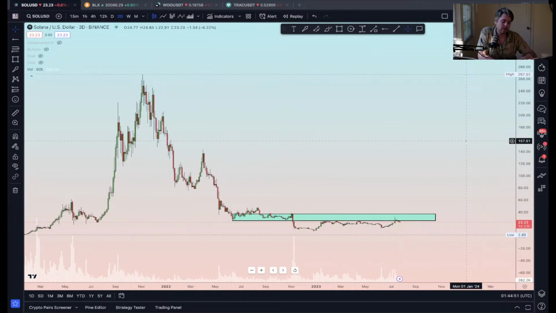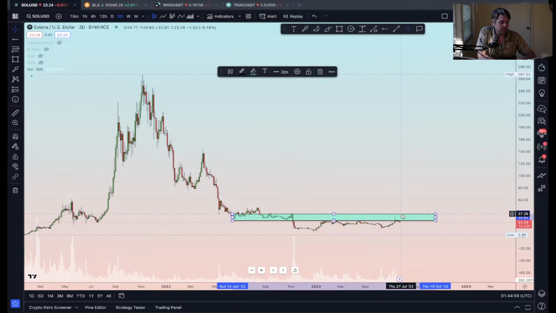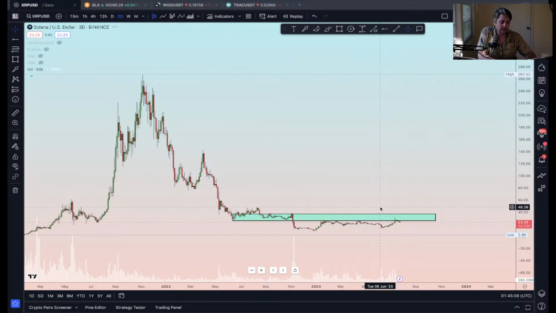Solana, same thing with Cardano. Until it can reclaim some of the resistances that it has created, there's no point in getting too excited about this. We've got a range here between $25 to $37. Anything below that is not showing market strength compared to other assets in the market.